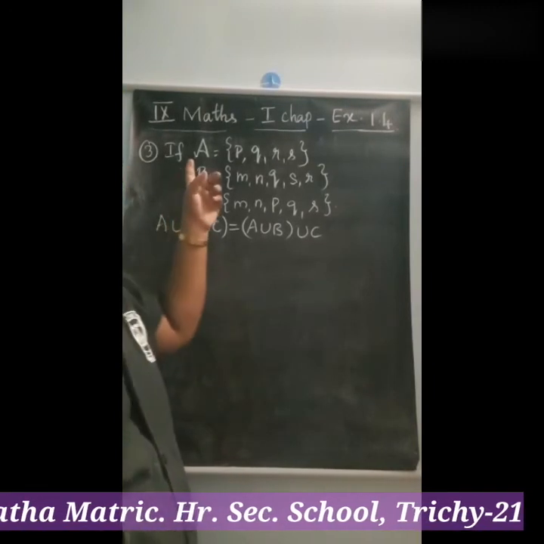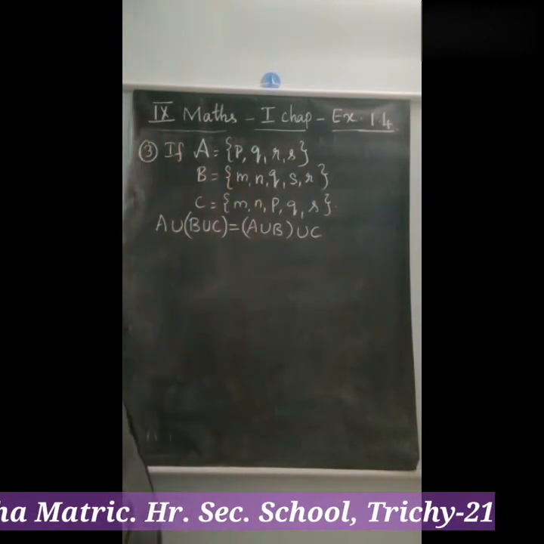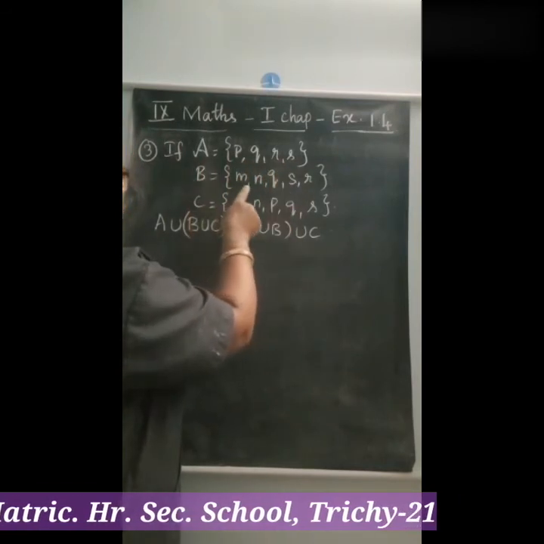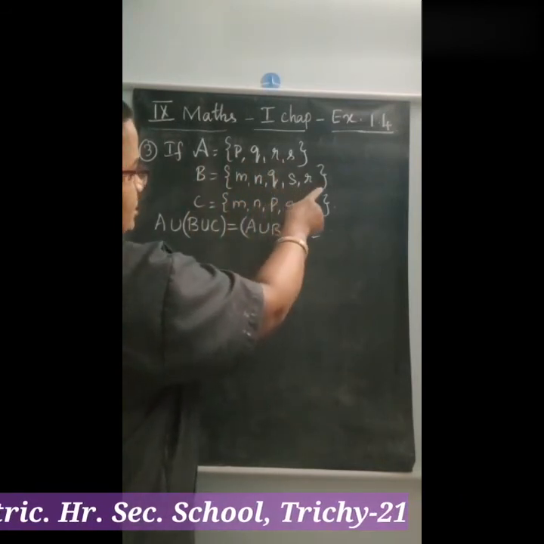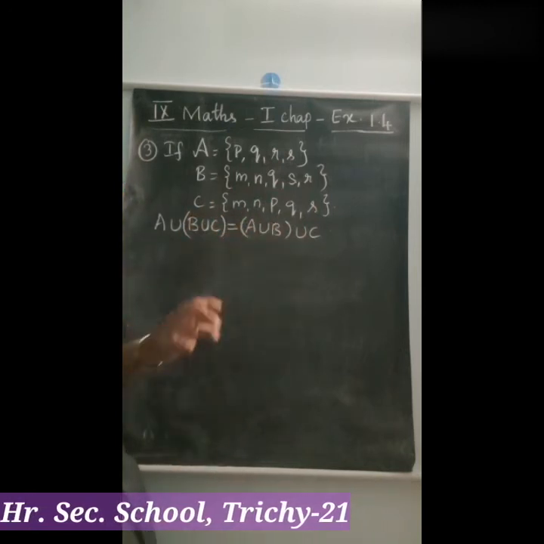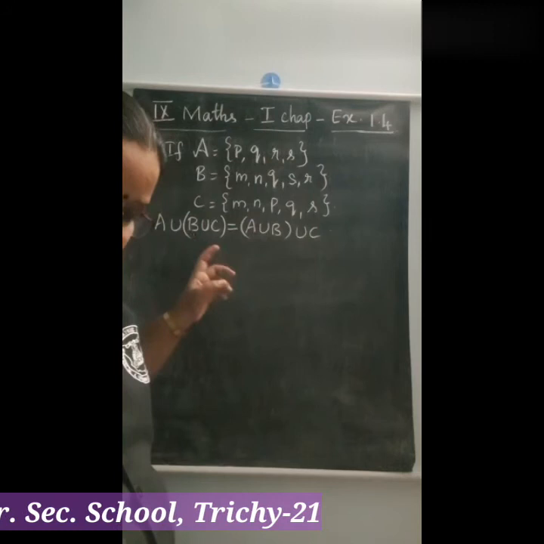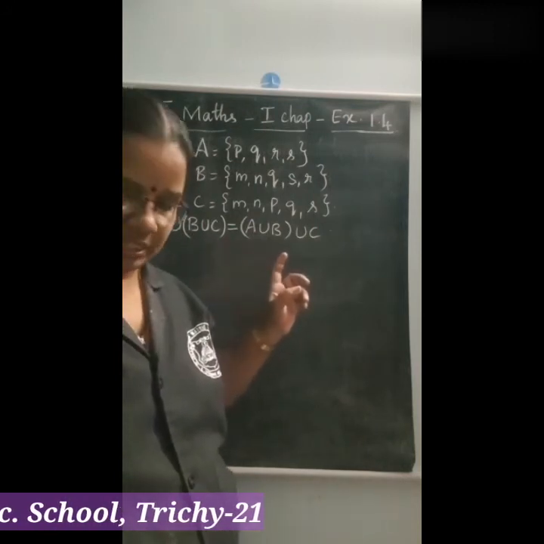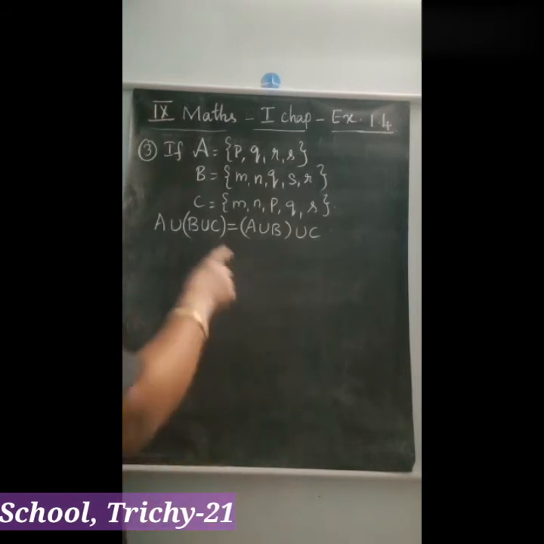Next, third question. Let us see the third question, dears. A is equal to PQRS, B is equal to MNQSR, C is equal to MNPQS. What is the question? We have to verify the associative property of union of set.